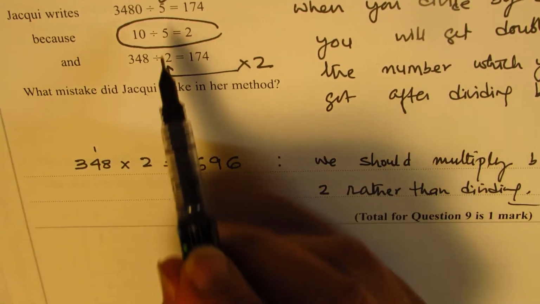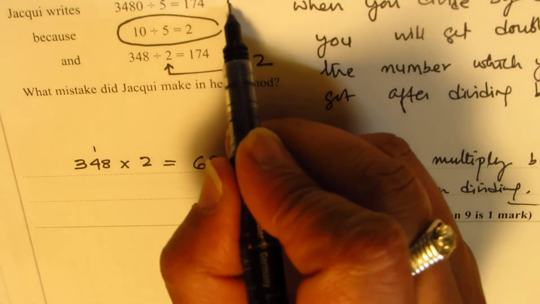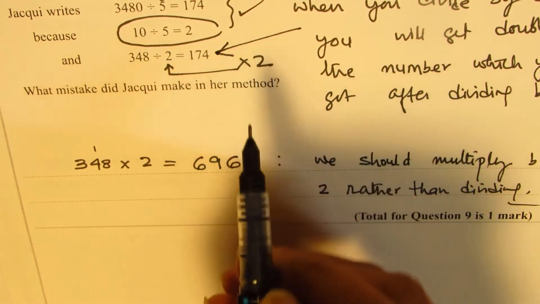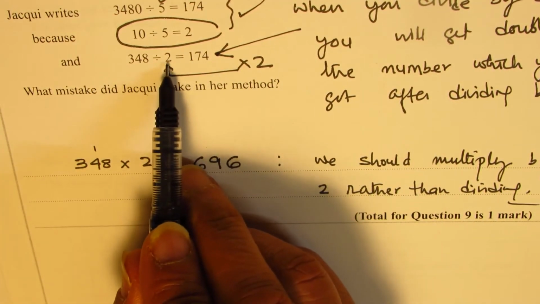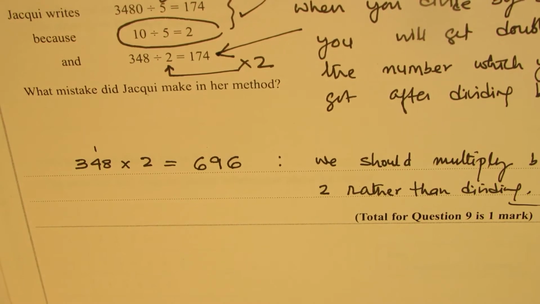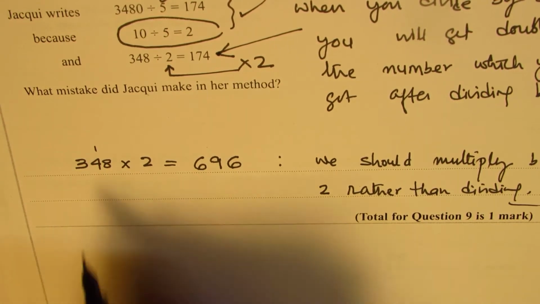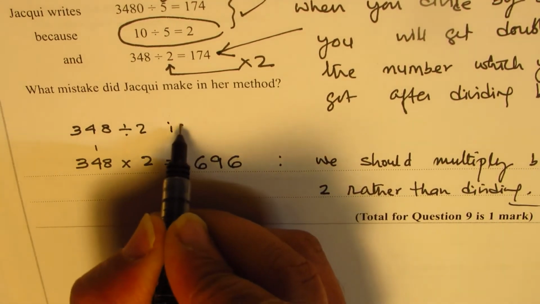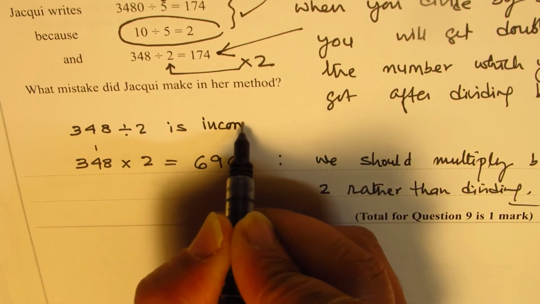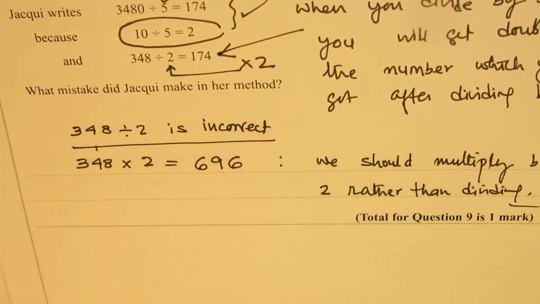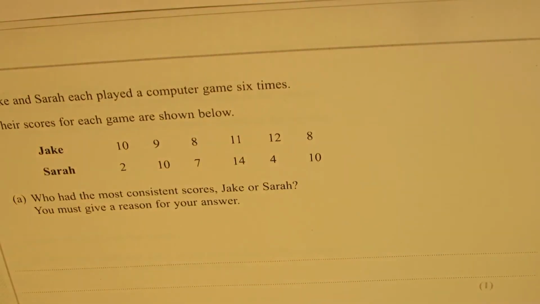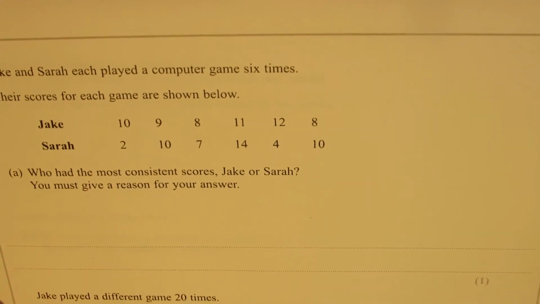Right? So when you're dividing by 10, this is all correct. Only the mistake is here. You should multiply by 2, not divide by 2. Is it okay? So that is what the mistake is. So this is correct, and 348 divided by 2 is incorrect. Perfect. So that is how you could answer. Okay. Let's take question number 10 now. So we are just reaching the 1/3 mark.